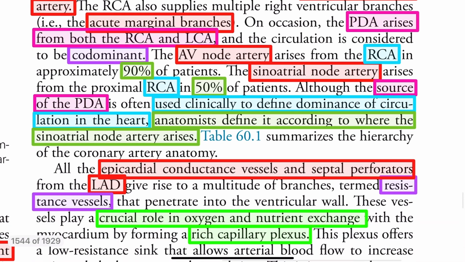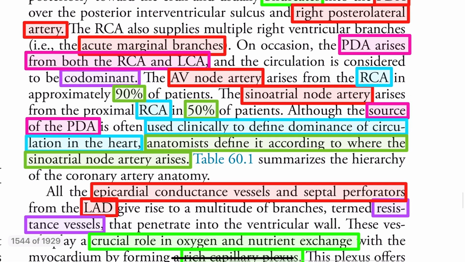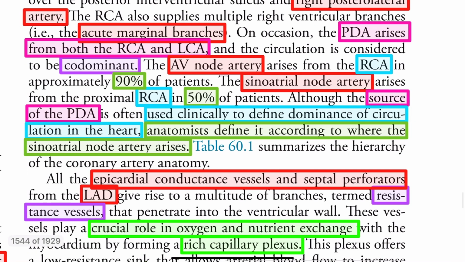The source of the PDA is often used clinically to define dominance of the circulation of the heart. Most people are right dominant, because the posterior descending artery usually comes from the right coronary artery. Anatomists define it according to where the SA node artery arises, but that is not that important. You should know the source of the PDA defines dominance of the circulation of the heart. Important.